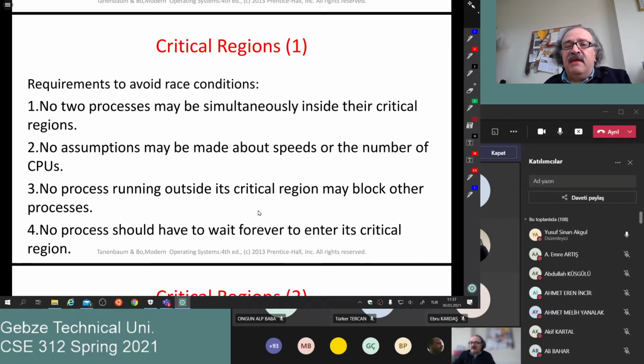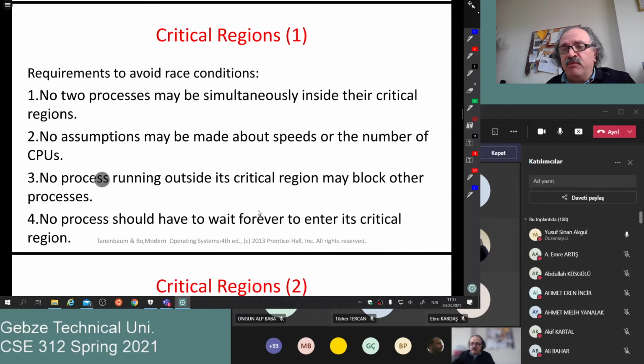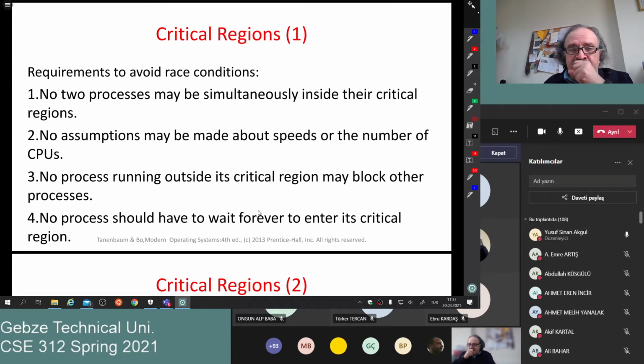And you cannot assume that critical regions are so small and my CPUs are so fast that I don't think it is likely to have a switch when I am in the critical region. You cannot assume that. And if nobody is in the critical region, then the system shouldn't stop me from entering the critical region. And no process should have to wait forever to enter its critical region. Number four, it's called starvation, and it can happen.